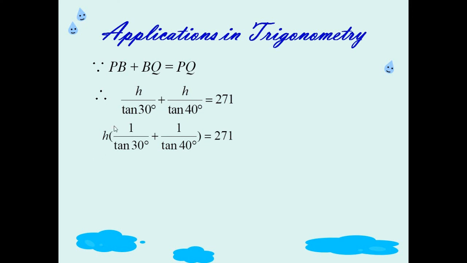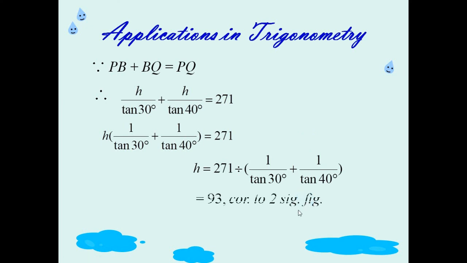The remaining term inside the bracket is 1 over tangent 30 degrees plus 1 over tangent 40 degrees. Now divide the expression of this bracket to the right hand side, and I can get the answer directly by pressing the calculator, and this is 93. After we get 93, we must take a conclusion that the height of the building, the Statue of Liberty, is equal to 93 meters.